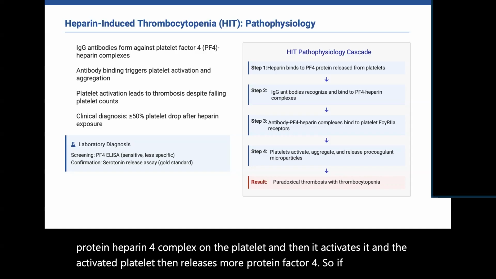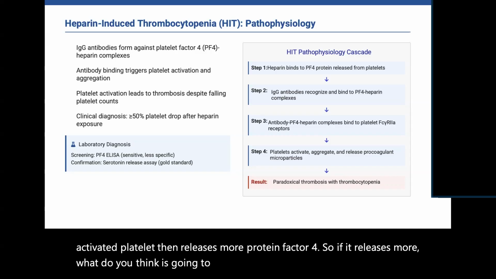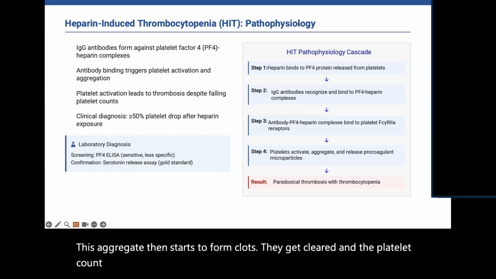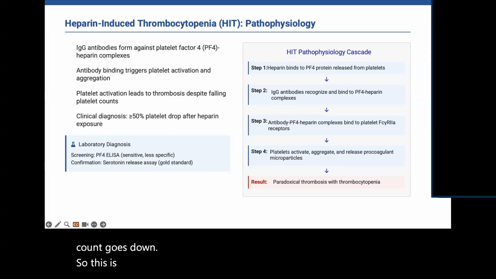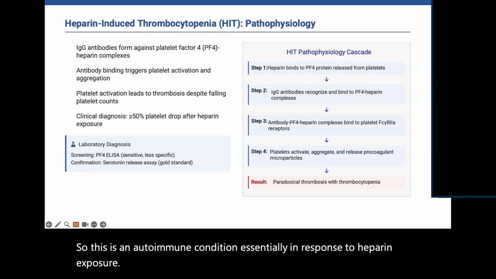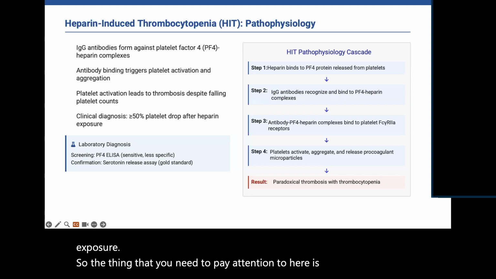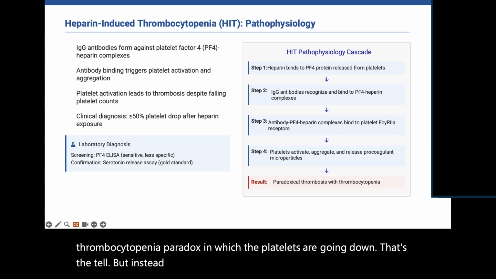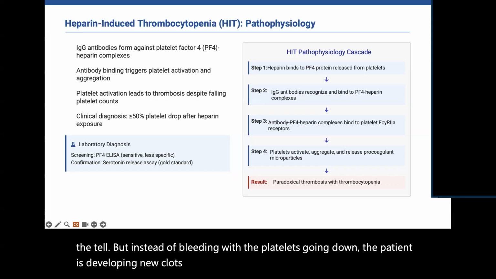And the activated platelet then releases more platelet factor 4. So if it releases more, what do you think is going to happen? More antibodies. This fuels a cycle. This aggregate then starts to form clots. They get cleared, and the platelet count goes down. So this is an autoimmune condition, essentially, in response to heparin exposure. The thing that you need to pay attention to here is the heparin-induced thrombocytopenia paradox, in which the platelets are going down. That's the tell. But instead of bleeding with the platelets going down, the patient is developing new clots, especially venous emboli or thrombi. Emboli means it's in motion.